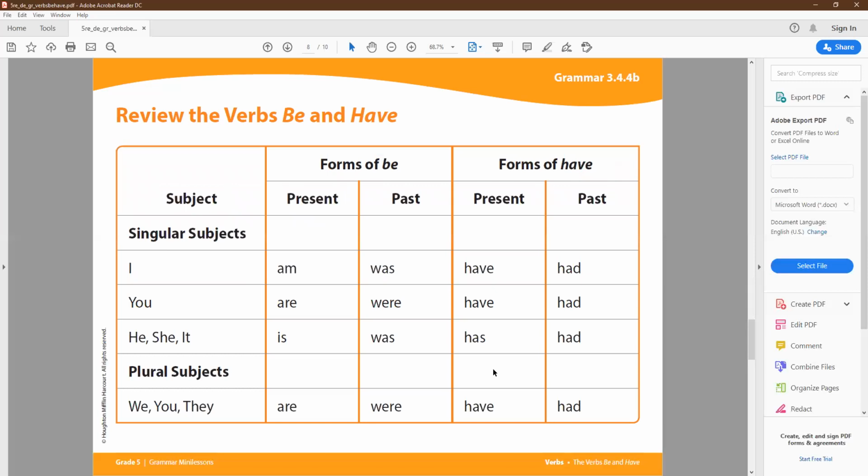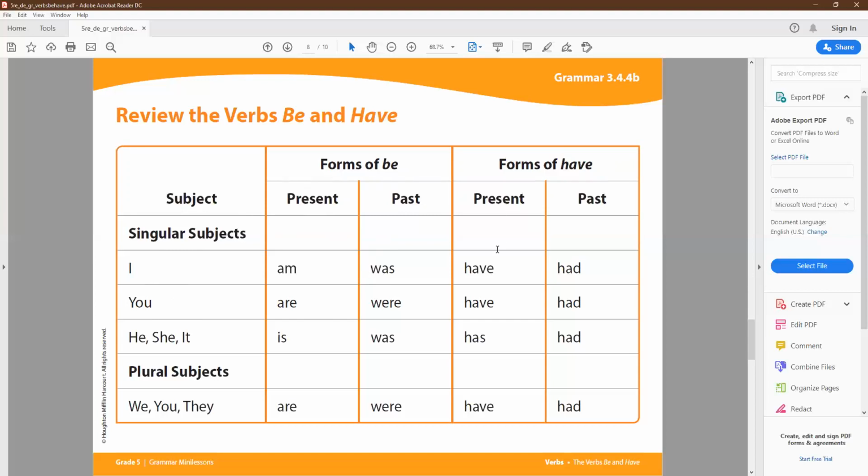Okay, so this right here is kind of your guide to help you with that subject-verb agreement, okay? So here we see all of our singular subjects. So I, you, he, she, it, okay? All of these are singular because they're only talking about one person, okay? If we're using our form of be in the present tense, which means it's happening now, okay? Be becomes am. In the past tense, it would become was.